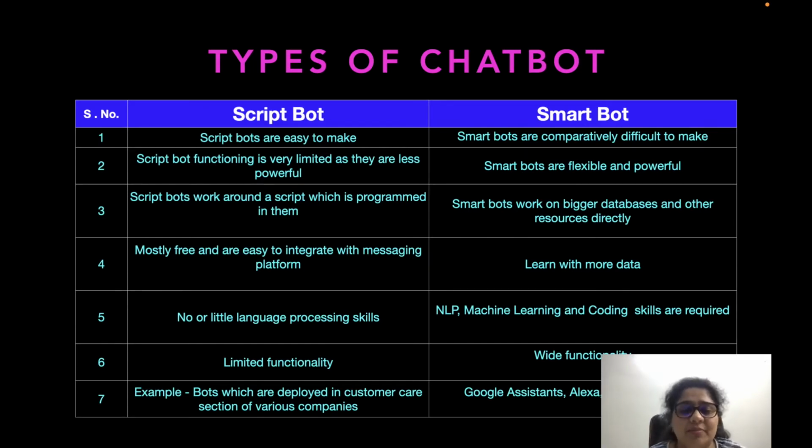Okay, so script bot, as we discussed, is scripted. So since it is scripted, it is easy to make. Some rules should be defined in the computer, and then according to those rules, some answers or outcomes, and that's all. But when it comes to a smart bot, it is comparatively difficult to make, because a lot of data will be fed into a database and a smart bot will try to find answers from there. So when it is trying to fetch answers from a huge database, definitely it's going to take some time.